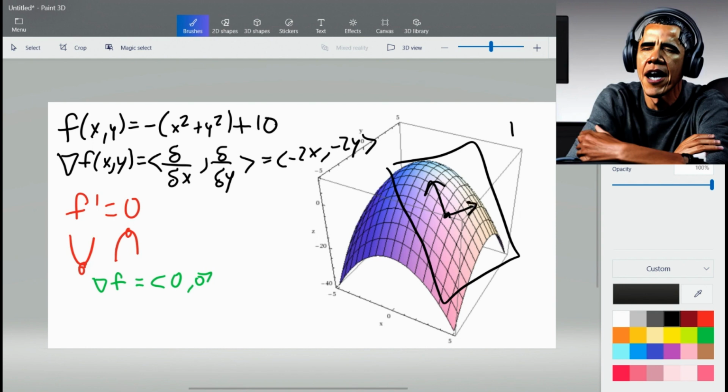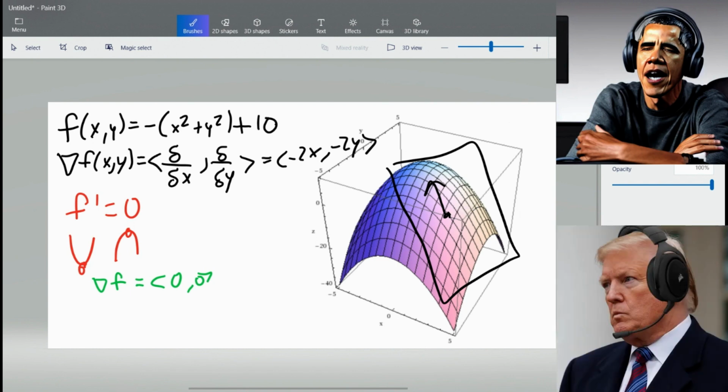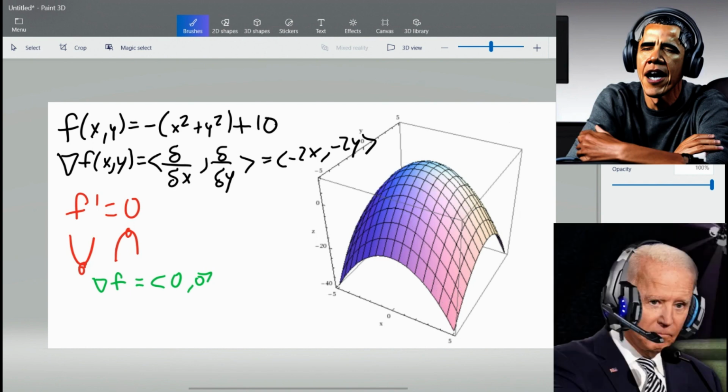The possibilities are endless. This is some great stuff, Barack. Yeah, I'm starting to feel smarter already. If only I could gradient this to fix the economy.